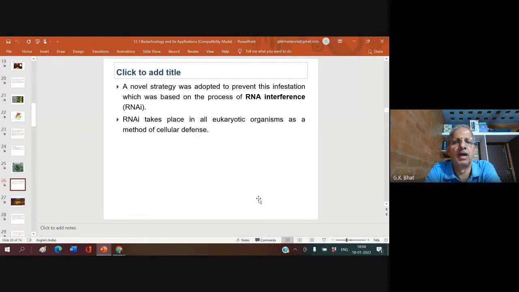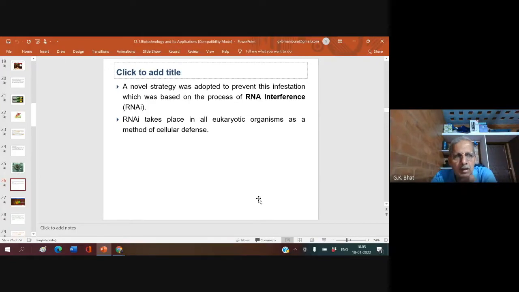RNA interference takes place in all eukaryotic organisms as a method of cellular defense. So in general, we do come across what is called cellular defense. One thing that you should know, whatever happens in our body, we say gene expression, we say gene is doing this and that. How does the gene get expressed? It gets expressed by the formation of the right type of protein. So ultimately, the gene acts in producing the correct type of protein.